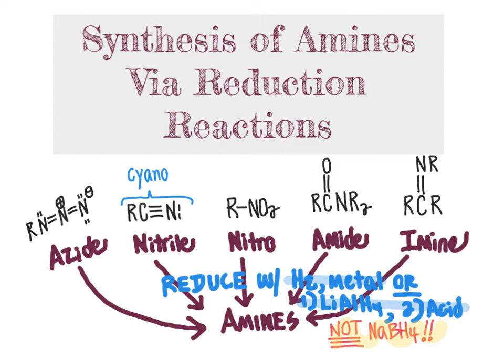If the goal is to create an amine product, you will have to use either hydrogen with metal catalyst or lithium aluminum hydride with acid in each of these cases. That's the theme that is going to tie all of these reactions together, is the type of reducing agent required to create the amine product through these reduction reactions.